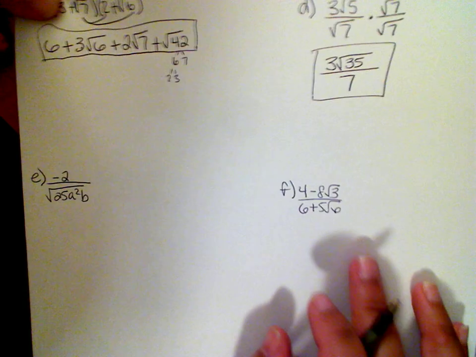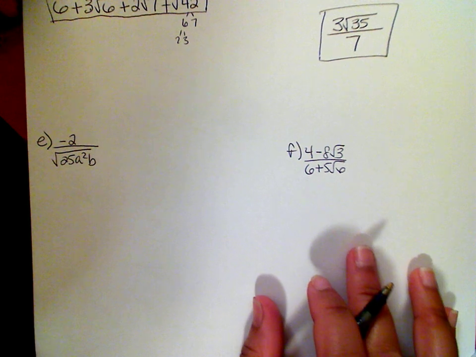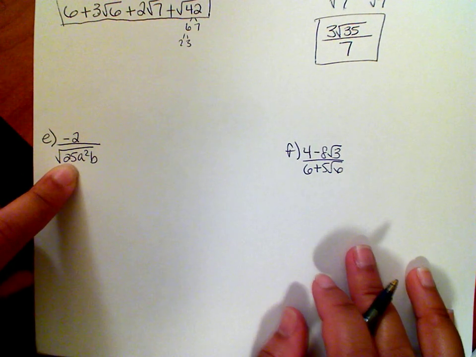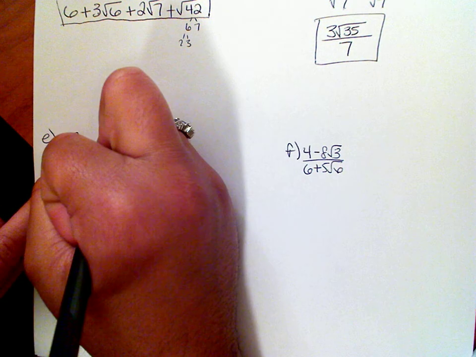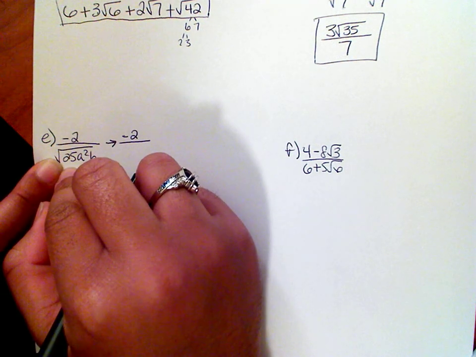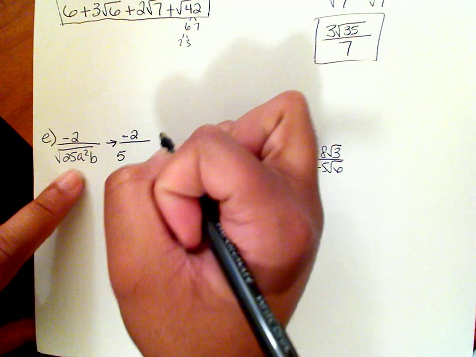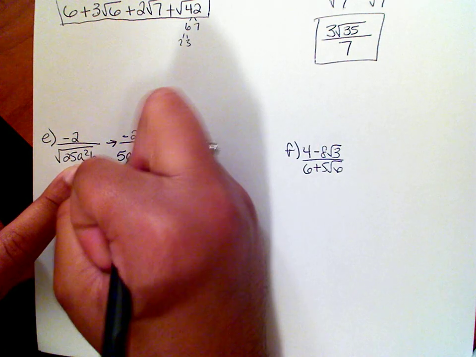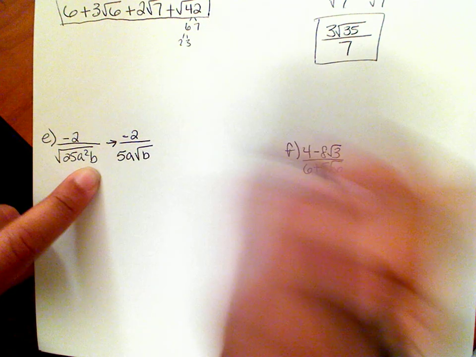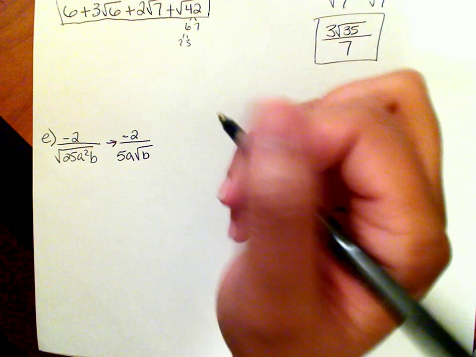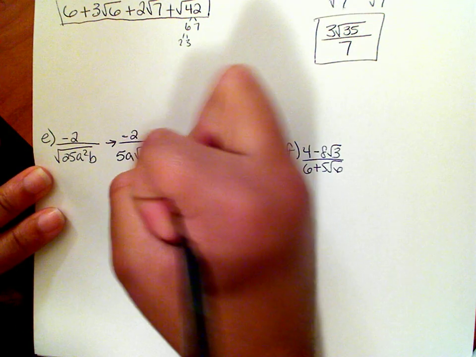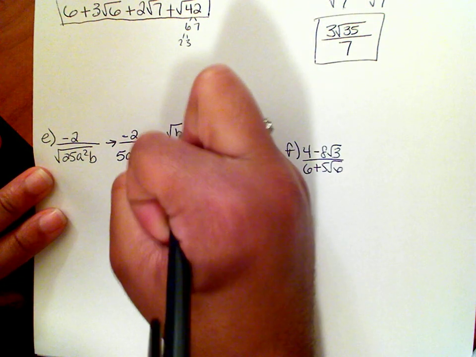Alright, so letter E is just like D, except we can go ahead and simplify somewhat. So the square root of 25 is 5, so a 5 comes out. Square root of a squared is a. We don't have a pair of b's, so b stays under the radical. So now instead of having to multiply by the square root of 25a squared b, we just have to multiply by the square root of b to get rid of the radical.